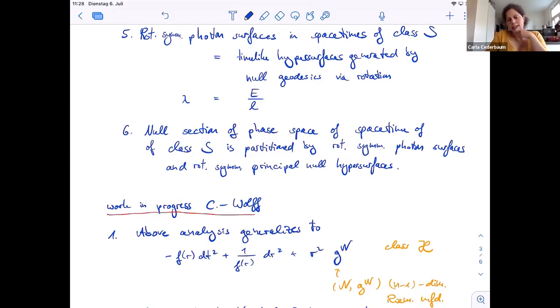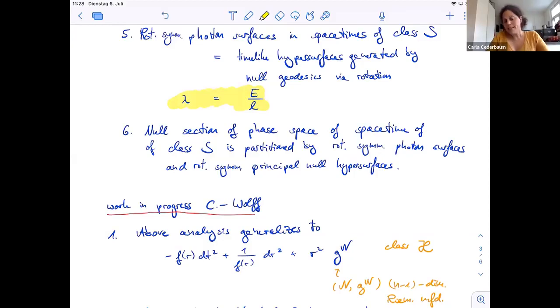And this time-like hypersurface will be a rotationally symmetric photon surface, and every rotationally symmetric photon surface will be generated this way. And the parameter lambda, the positive umbilicity parameter that appeared in the photon surface ODE, can be related to the energy and the angular momentum of the generating null geodesic in this way. So it's actually nothing else but E over L. So it's not a funny geometric parameter only, it's also very closely related to the conserved charges along the null geodesic generating this photon surface, this rotationally symmetric one.